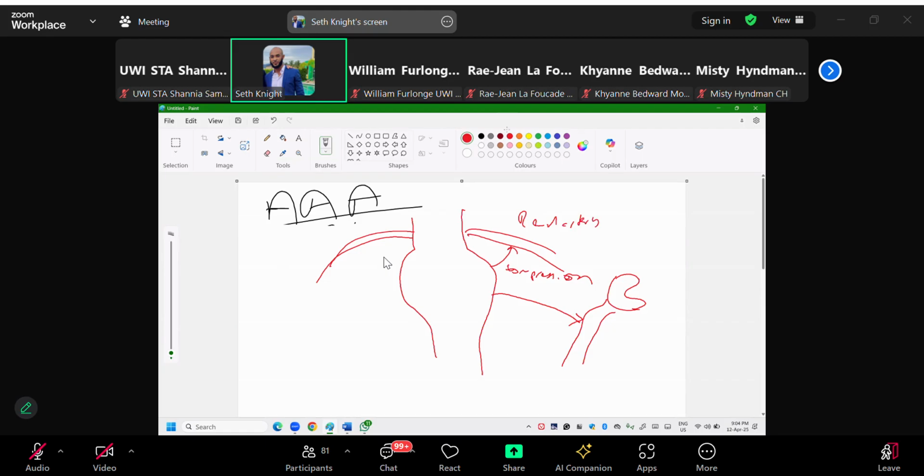It could compress your ureter and lead to obstructive uropathy, right? So it could compress the artery, it could compress the ureter. What else could happen is, I'll just draw this as somebody's back, the spine here. The aneurysm could erode into the spine. So you could have erosion into the spine.